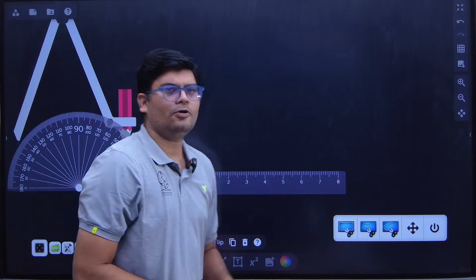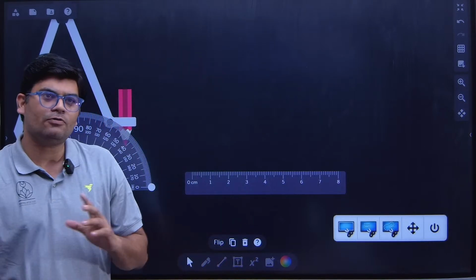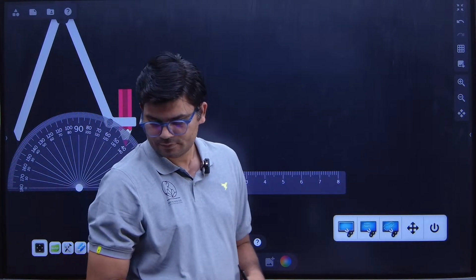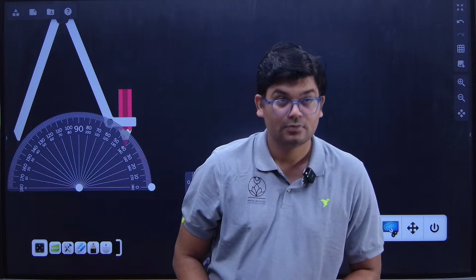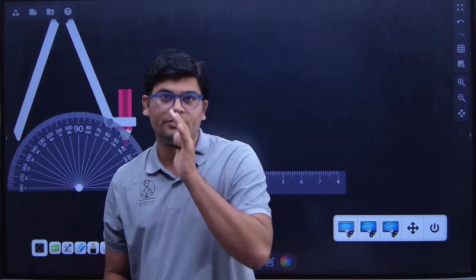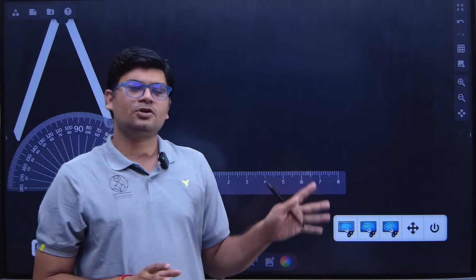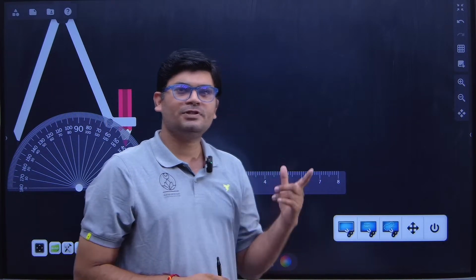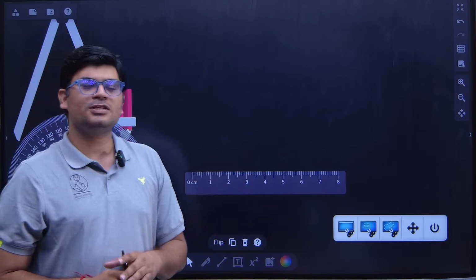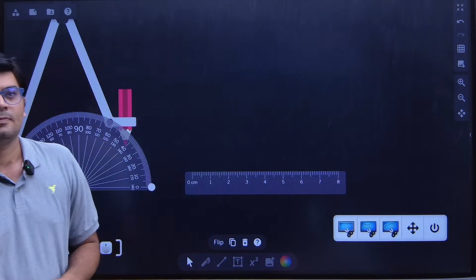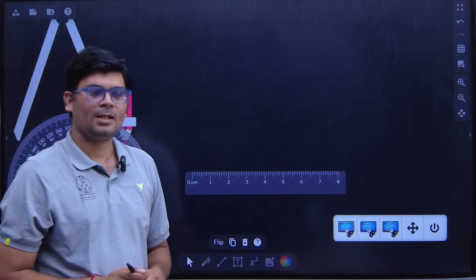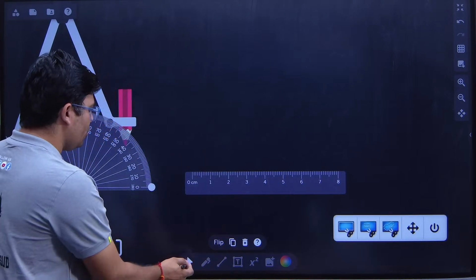Now you know how to draw a 60-degree angle without using a protractor. How can you draw a 60-degree angle without using a protractor? Just with the help of compasses and ruler, can you draw a 60-degree angle? Yeah. How will you draw? Let me know how you will draw.